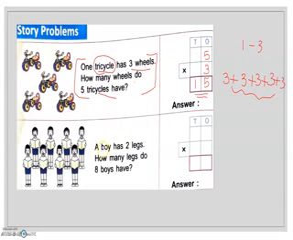Similarly, you can read the next question. A boy has 2 legs. How many legs do 8 boys have? Each boy has 2 legs. 8 boys are there. Which is the number repeated? Yes, each boy has 2 legs. So 8 times 2. How many legs do 8 boys have in total? 8 times 2 is repeated, that is 8 into 2 is equal to 16. This is how you can do a story problem.